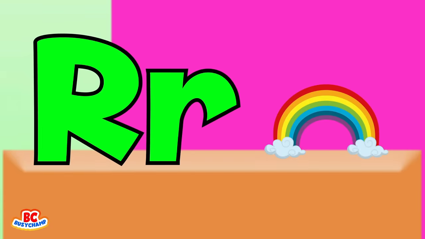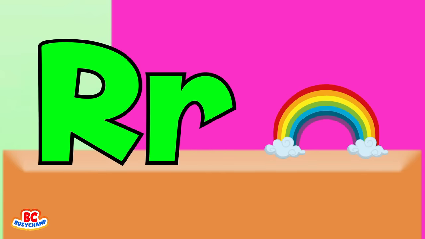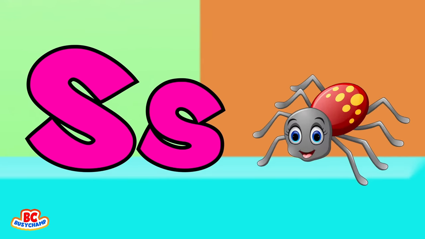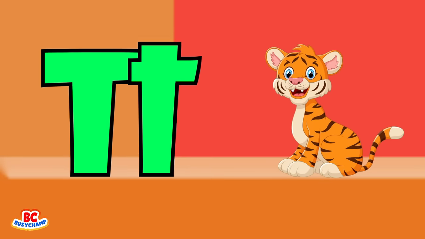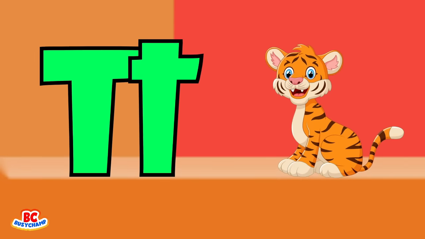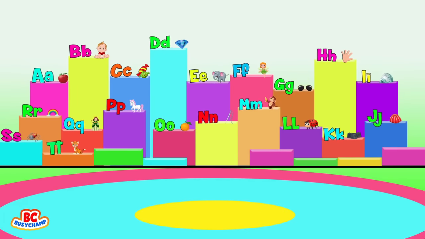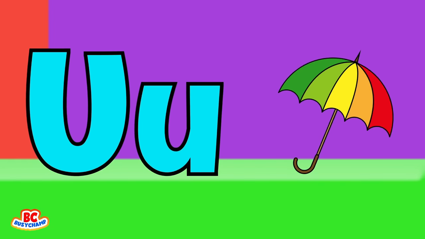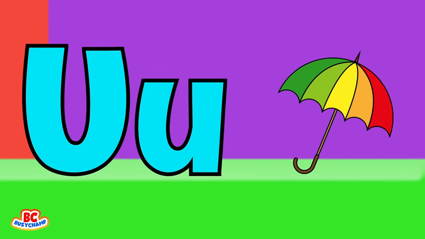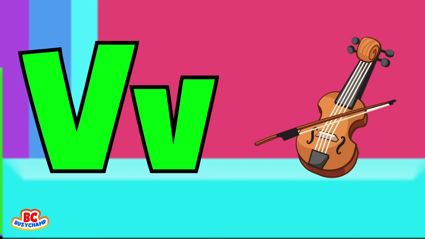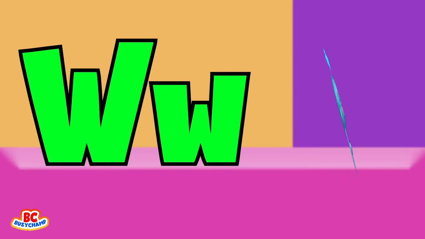Rainbow. U is for umbrella. Umbrella. U, umbrella. V is for violin. V-v-violin. V-violin.